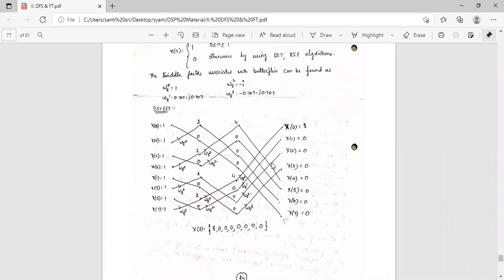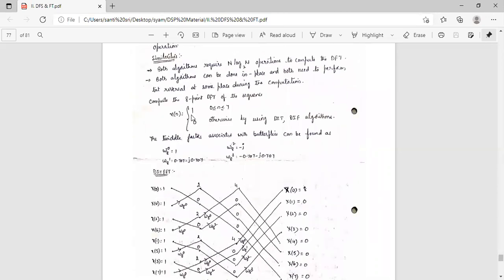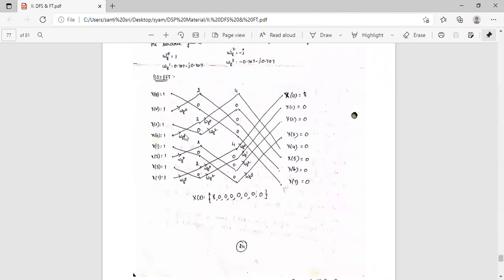In the DIT-FFT algorithm, the input values are in bit reversal order, and the output values come in natural order. All these x of n values are one only, given as 1 from 0 to 7. So anyhow all these values are 1 only. It will be decomposed from the smallest level to the highest level: a 2-point DFT, 4-point DFT, and then 8-point DFT.